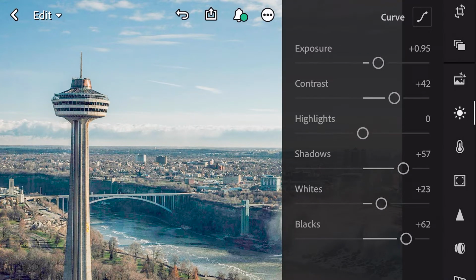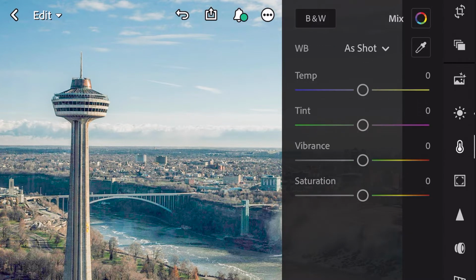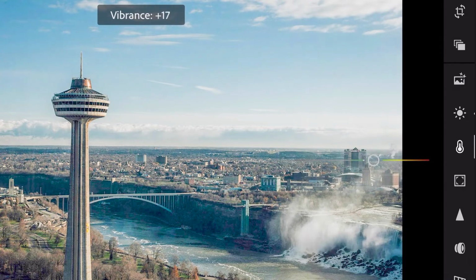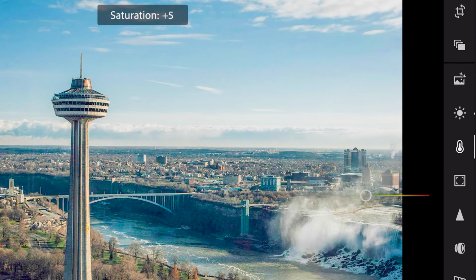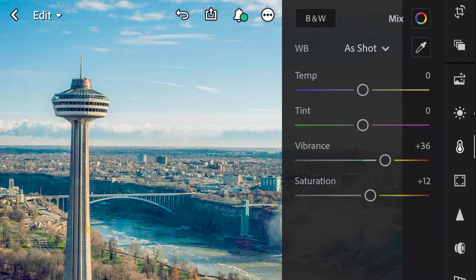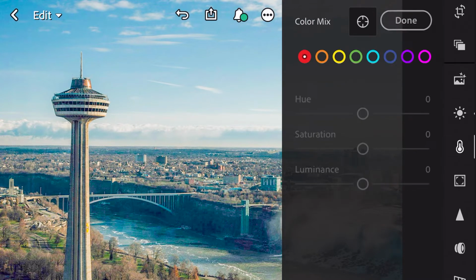Next, go to color. Vibrance plus 36. And saturation plus 12. Go to color mix.